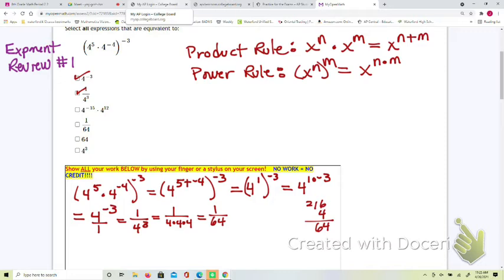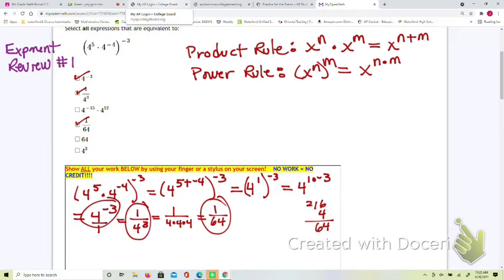Okay, now I go look at my options, and it's the fourth one. So this is 4 to the negative third. It's 1 over 4 to the third. It's 1 over 64. It's all of them, right?